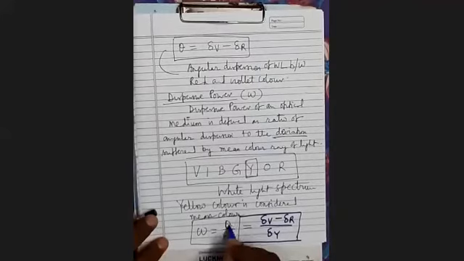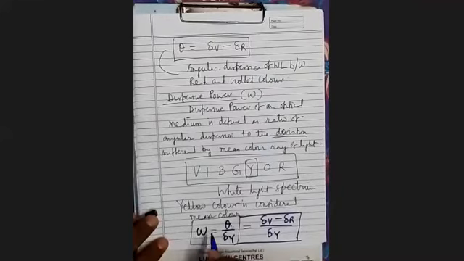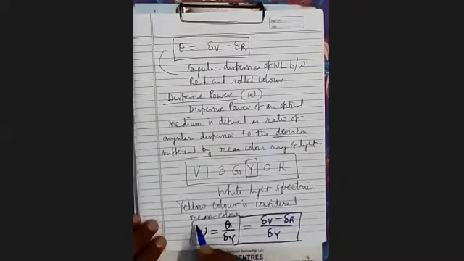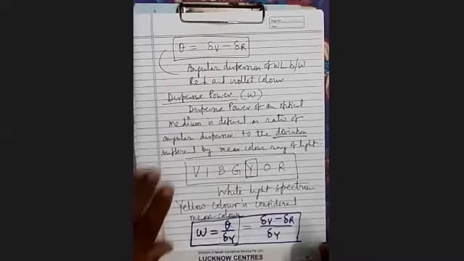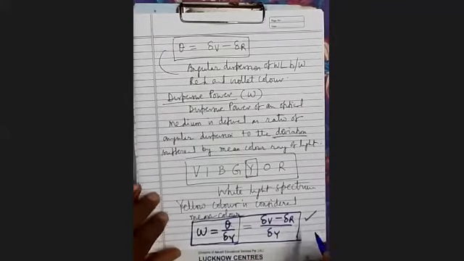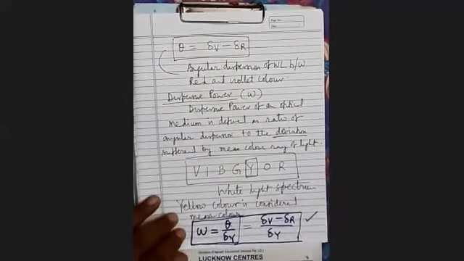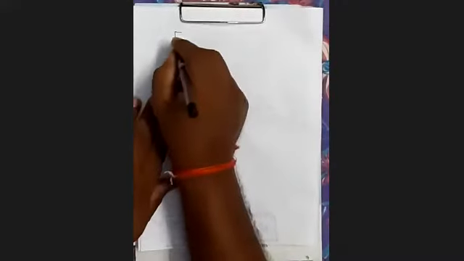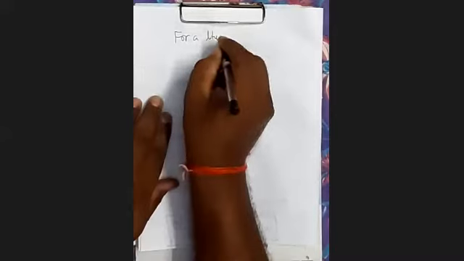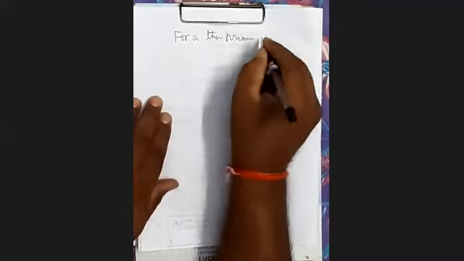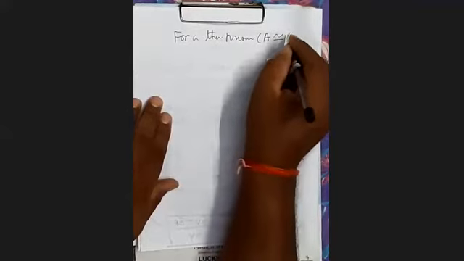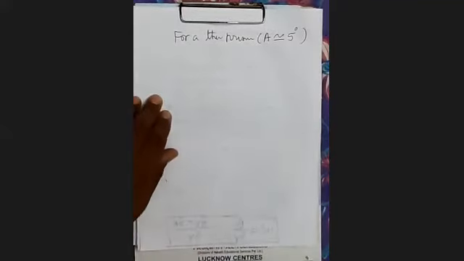Formula of the dispersive power. It's clear. Now, if the prism is thin, in a special case, we will determine one more formula. So for a thin prism, though that is not required, but you can see here. For a thin prism, A is nearly 5 degrees, or less than that.